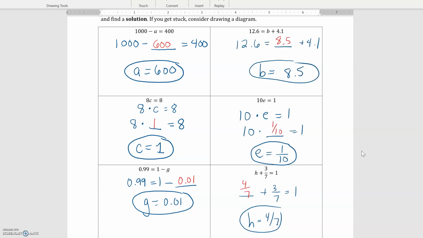Here are your solutions. The top right should say 8 5/10 plus 4 1/10 gives you 12 6/10. The second one should say 1/10 for E, because 10 times 1/10, which means dividing by 10, will give you 1. And then on the bottom right, 4/7 plus 3/7 gives you 7/7, which equals a whole, which is a value of 1.